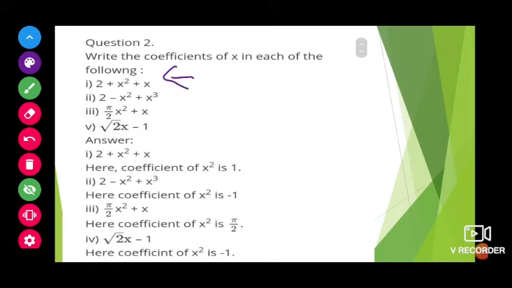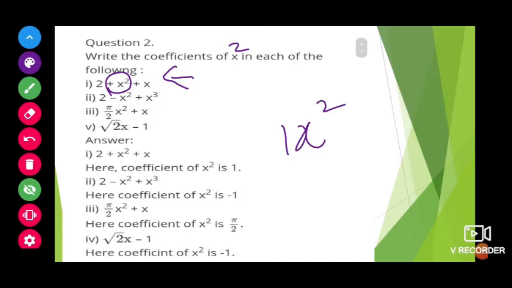x. So we want only the x square term because we want to check the coefficient of x square. So here x square only is there, nothing else is there, children. So what will we take as the coefficient? Just 1. 1 is the coefficient of x square.